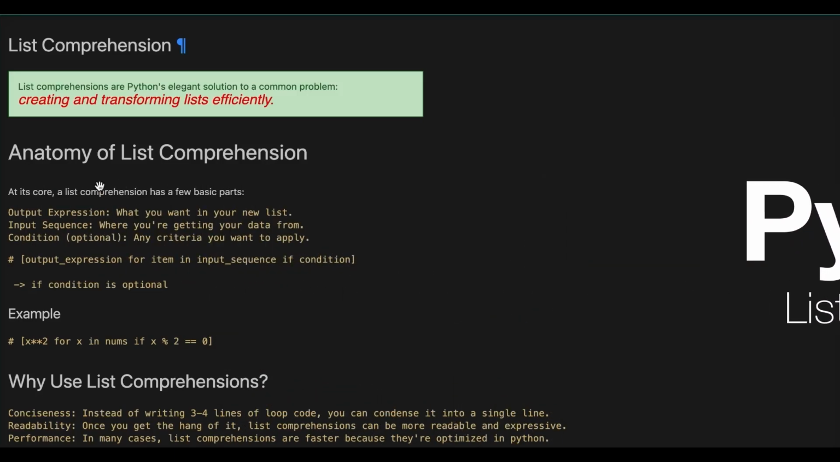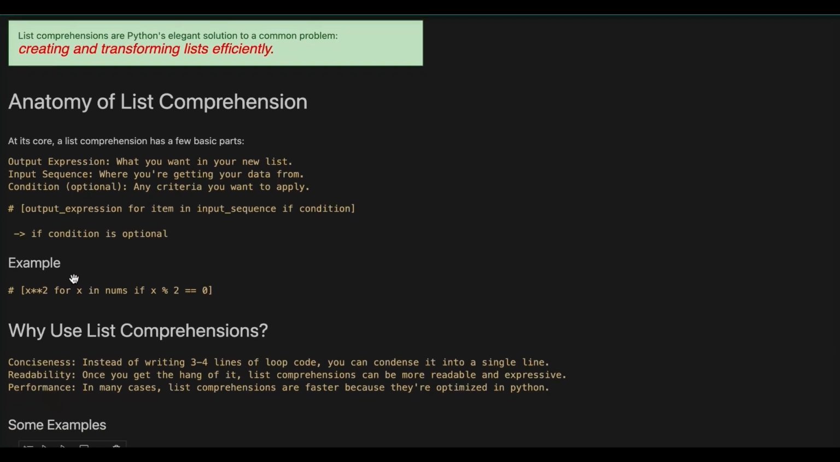List comprehensions are Python's solution to creating and transforming lists efficiently. So what do list comprehensions look like? They have a very basic structure. You'll have a square bracket, open and close. Within it, you will have an output expression, a for loop, an input sequence, and an optional condition.